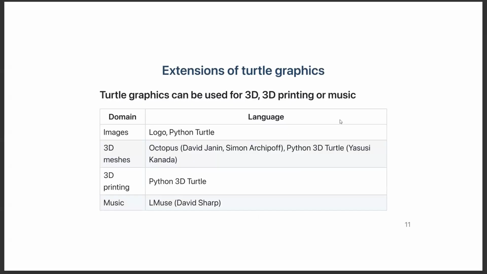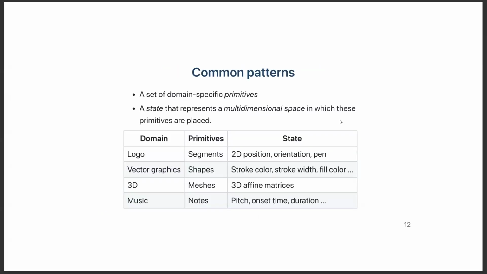Now, there are many extensions to turtle graphics. You can actually do images, but you can also do 3D and music. And in all these extensions, there are some common patterns. And those common patterns are the following. They all use some kind of primitive, like line segments for turtle graphics, or shapes for vector graphics. Those shapes are actually Bézier paths most of the time, meshes for 3D, or musical notes.